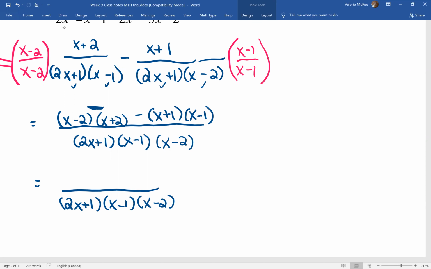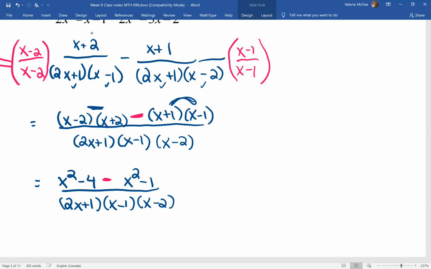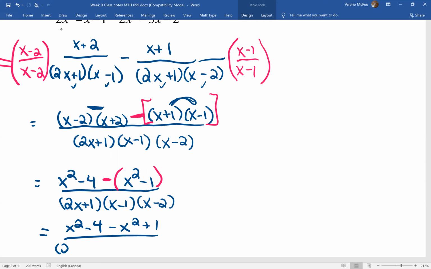So if I multiply these two, we have a difference of squares. If I multiply these two, we have a difference of squares. But we are subtracting all of this. Be careful. When you're subtracting, you have to subtract the whole product. Did you remember that? So we have x squared minus 4 minus x squared plus 1 all over our common denominator.